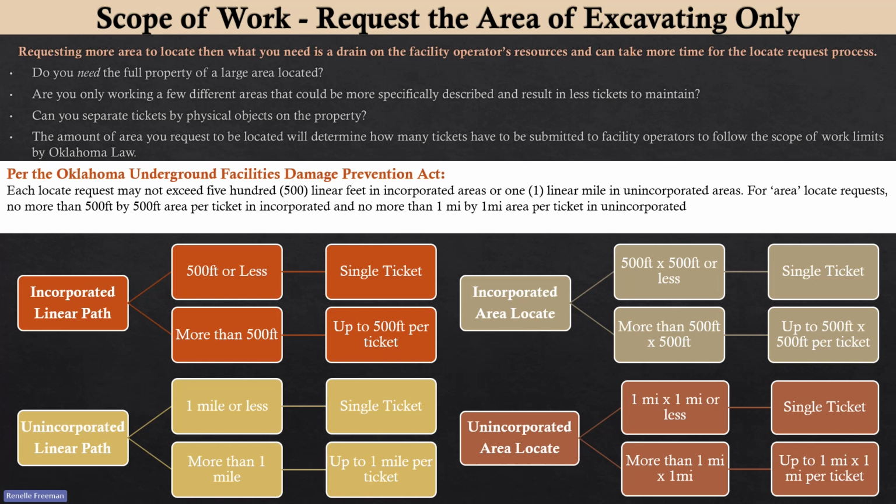That's kind of the go-to for a lot of people. They just automatically put full property when they really only need a small section on the northwest corner of the house or something. So just keep that in mind. If you're working a few different areas that could be more specifically described, that might result in less tickets to maintain. So if it's a larger property that has some physical points on it that you can use as a reference to submit your locate, do that.